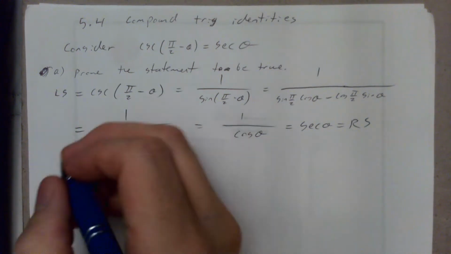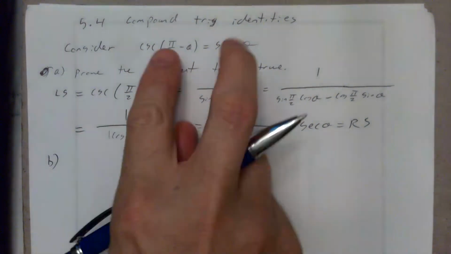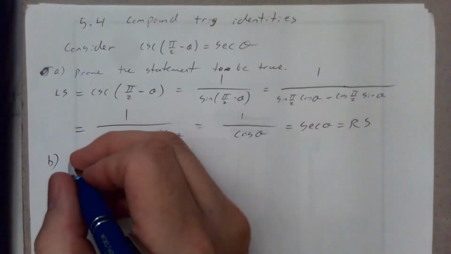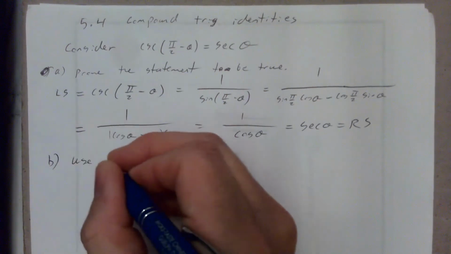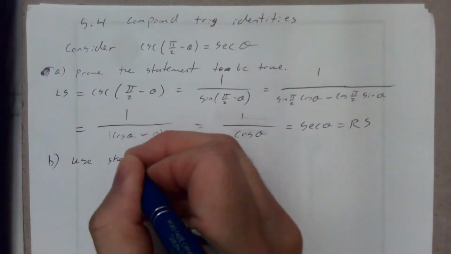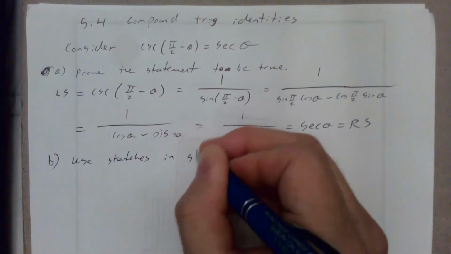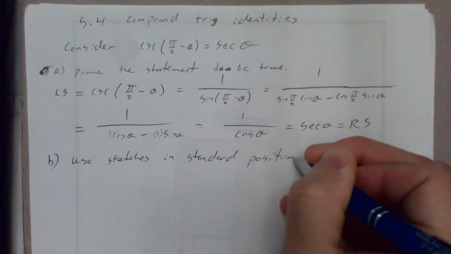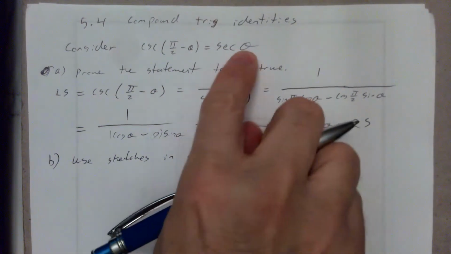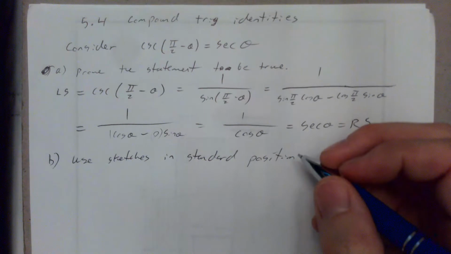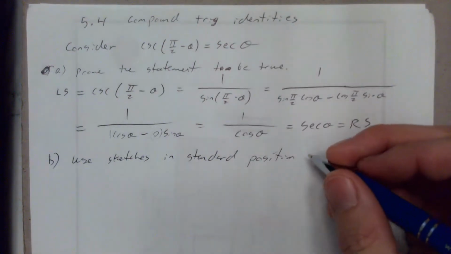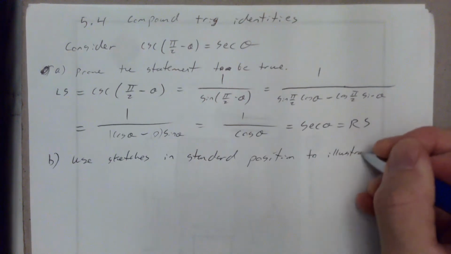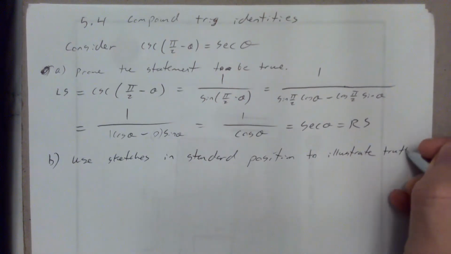This is what we need to be ready for. We need to be ready for questions that give us identities that we may be able to prove with the left side, right side approach, but we may be asked to use sketches in standard position to show that it's true. Usually this type of question, I won't tell you what the right-hand side is, and that kind of separates it from what we would call a traditional identity. But let's try using sketches in standard position to illustrate, I guess, the truth of the statement above.